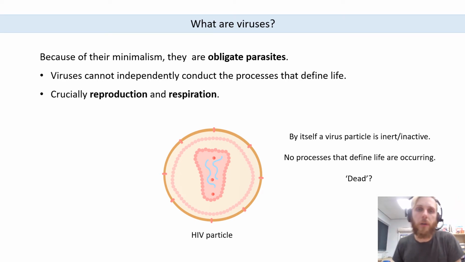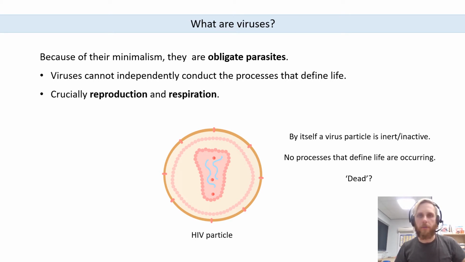The answer is they don't, at least they don't independently. Because they're so minimalistic, because they lack all these organelles and other structures, viruses are completely incapable of fulfilling the processes that define life independently. There's a big debate that's been going on since viruses were first discovered as to whether or not viruses are alive. If you have a virus on its own, it doesn't do anything at all.